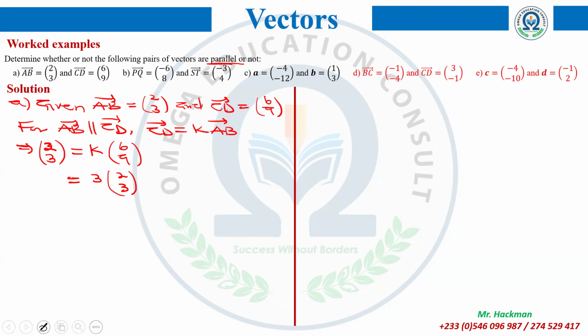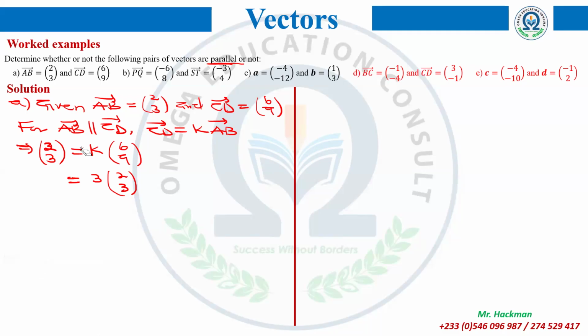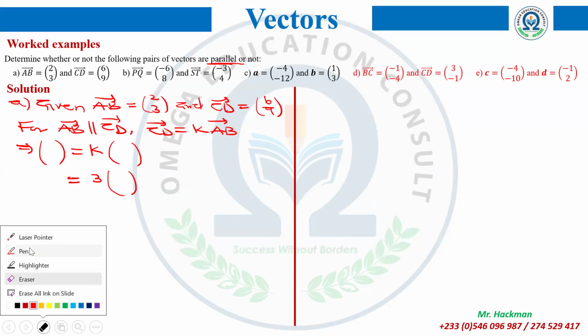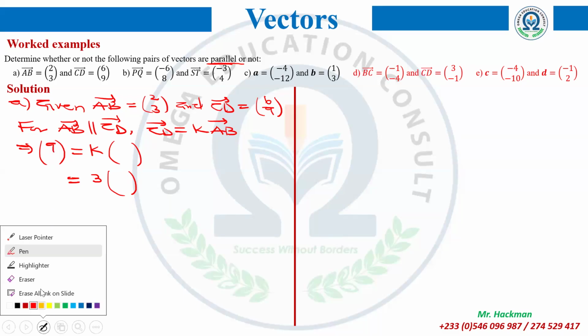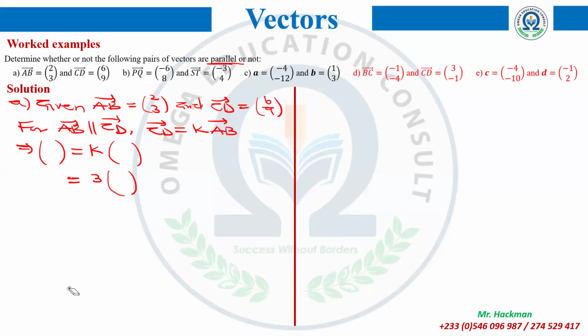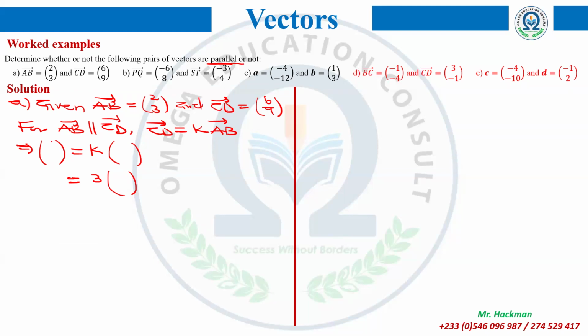So on this note, I'm going to clear this. Please listen. I will clear this and that, so that the relation will come out clearly. So what is your vector CD? CD is 6, 9. So this is your vector CD.